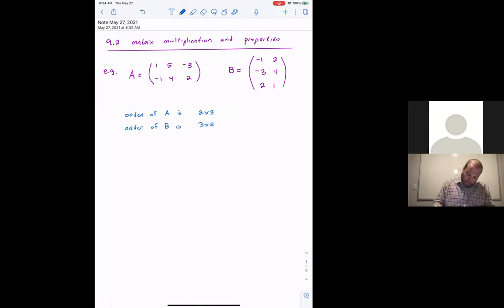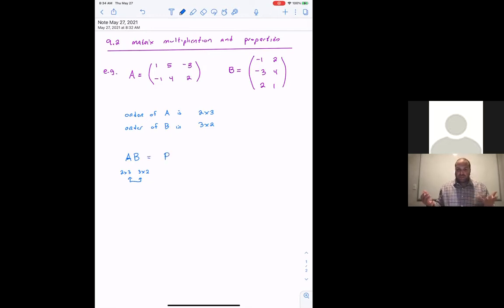So if I want to multiply A times B, what I like to do, or at least mentally, is put the orders of the two matrices beneath them. So beneath A, I'll imagine or write 2 by 3. And beneath B, I'll write 3 by 2. If these two inner numbers are equal, like they are here, then matrix multiplication is allowed.